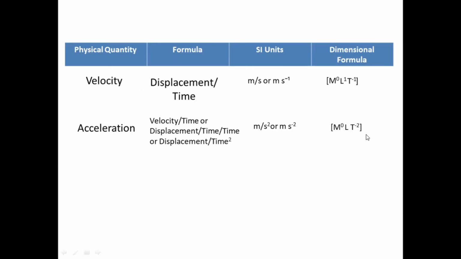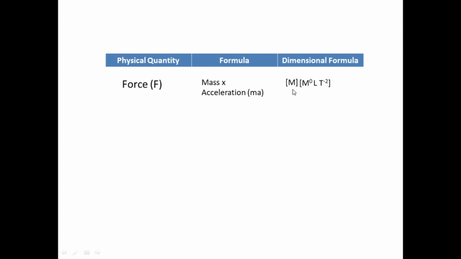Let's take some other physical quantities like force. Force has the formula mass into acceleration. We can write mass as M and acceleration as LT power minus 2. So if we multiply M and M, we get M power 1. So the dimensional formula for force will be MLT power minus 2.